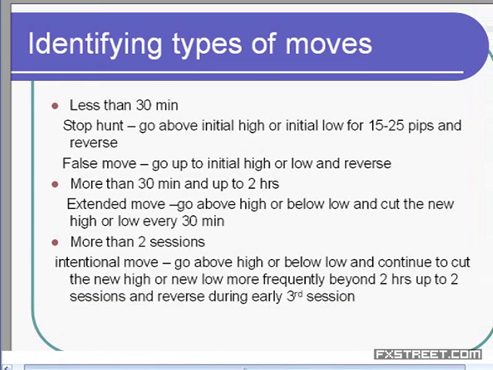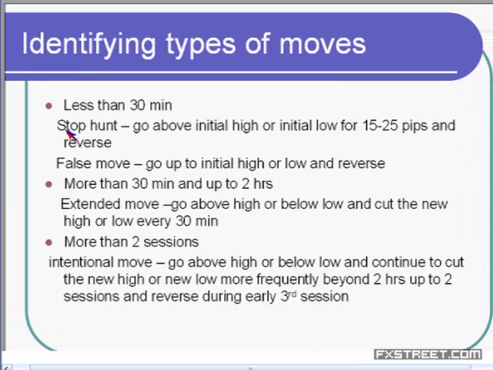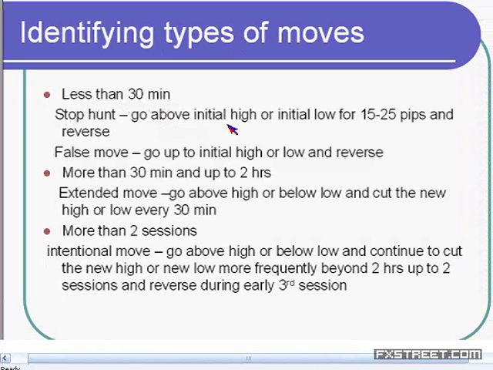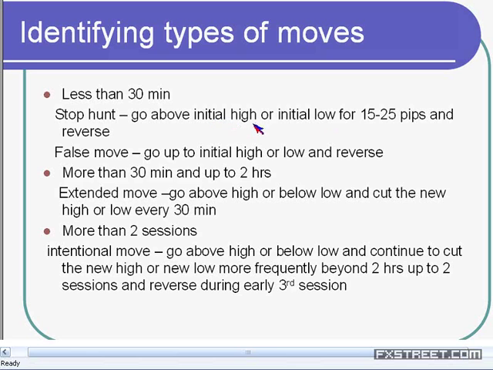So I showed it in the case of Euro, a stop and move, which has happened in less than 30 minutes. Go above that of the initial high or initial low. In the case of Euro today, they have gone above that of the high and gained about 15 to 25 pips. Sometimes even 1 or 2 pips also happen when the volume is less, and then reverse the market in less than 30 minutes.